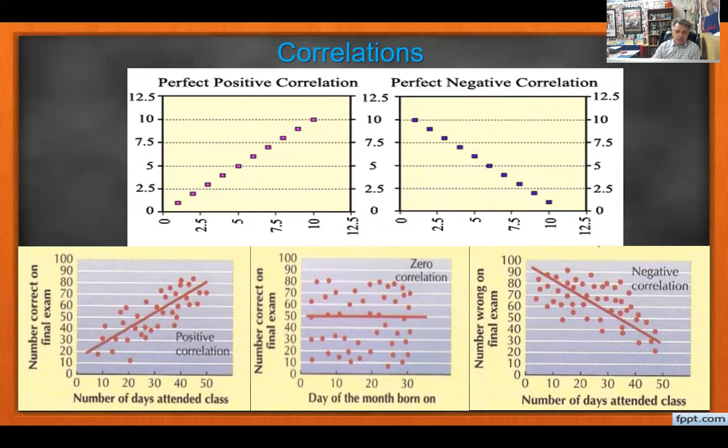For example, here's a couple of examples. Number of days I attended class, number correct on the exam. How often you attend class is a predictor of how well you'll do on the exam. Now again, there are outliers there, but this shows a general trend going up. Versus here, the number wrong on the exam versus the number of days I attended class, I'm going to get more wrong with fewer days, and that's a negative correlation. As one goes up, the other goes down.